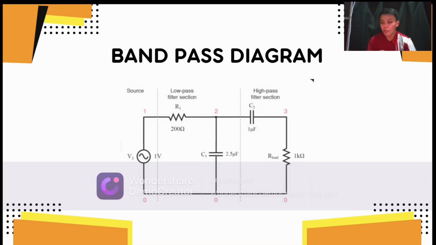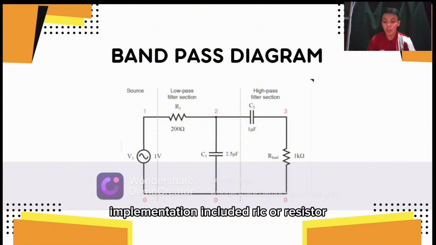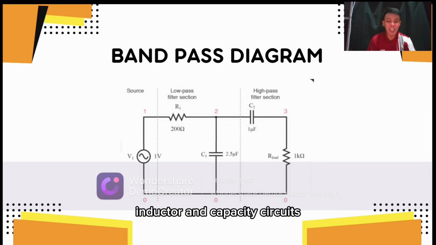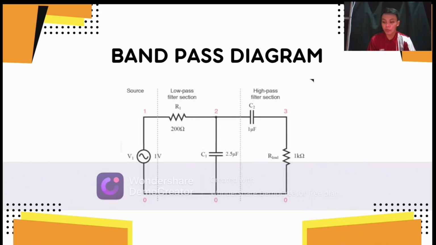So, the bandpass diagram. There are three components. A bandpass filter typically consists of the input, the input signal to be filtered; the second one is the filter circuit, the electronic circuit that implements the filtering function. Common implementations include RLC, or resistor, inductor, and capacitor circuits, and active filters using op-amps, and so on. And the last one, the filtered signal.